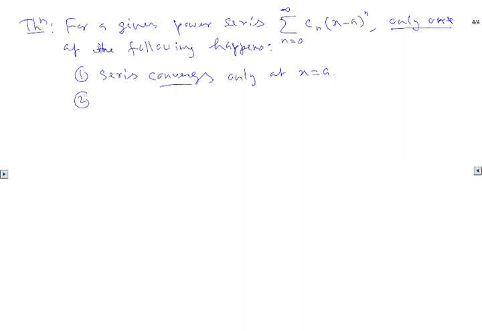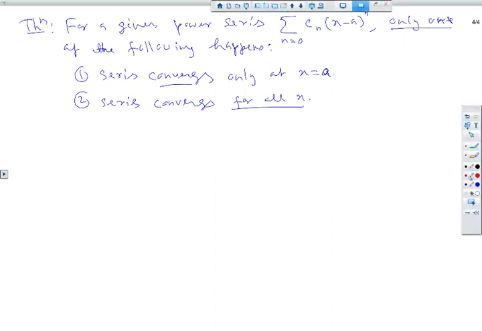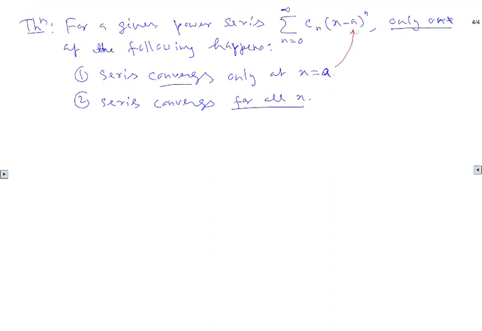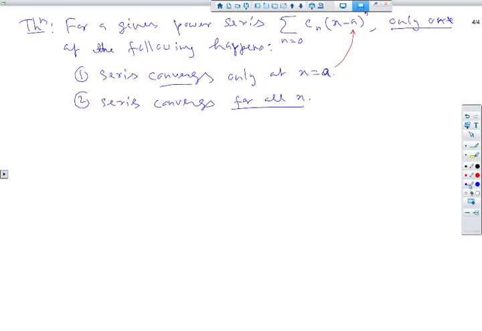The second one: the series converges everywhere. The series converges for all x. That's the second case, it converges everywhere. The first one is only at a. So a is that number you're going to see there. So only at a. The second answer is converges everywhere.